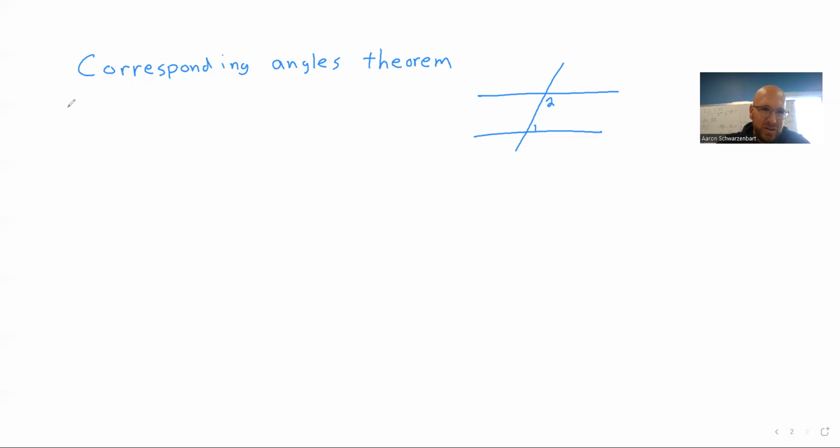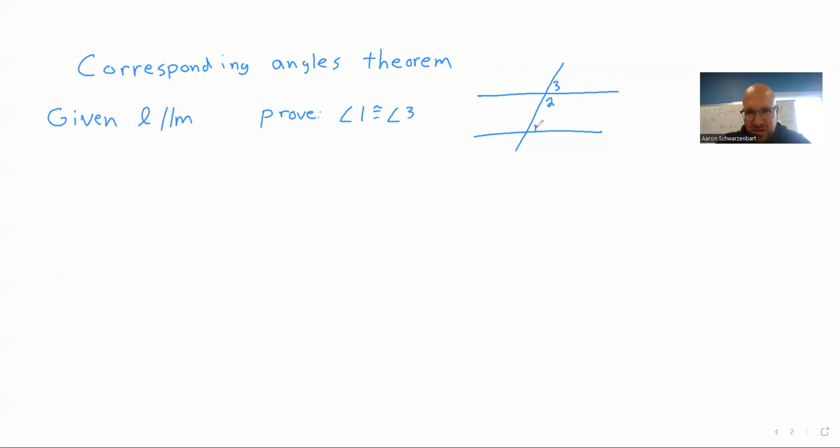So I am given, so your problem's going to say something like given L is parallel to M, and my corresponding angles here are going to be 1 and 3. And then it'll say prove, and it'll give you the diagram as well. Angle 1 is congruent to angle 3.